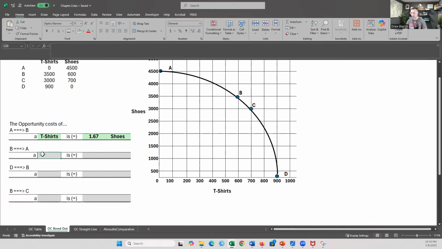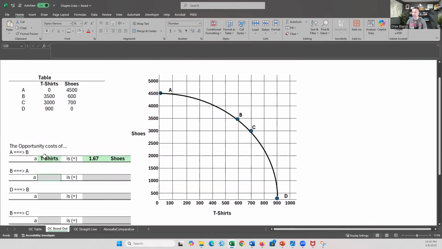All right, I'm going to go backwards and I'll let you solve the last two here. Now I'm going to say, what is the opportunity cost? I'm going to go backwards from B to A. Now I'm at point B, which is, you can look right here, point B shows 3,500 t-shirts and 600 shoes. I have that on the graph.